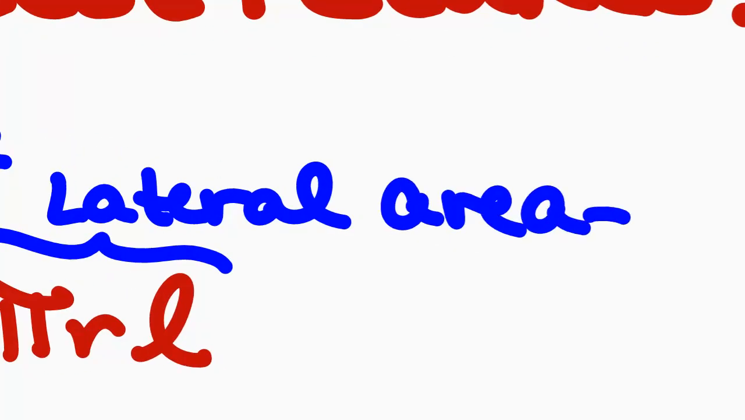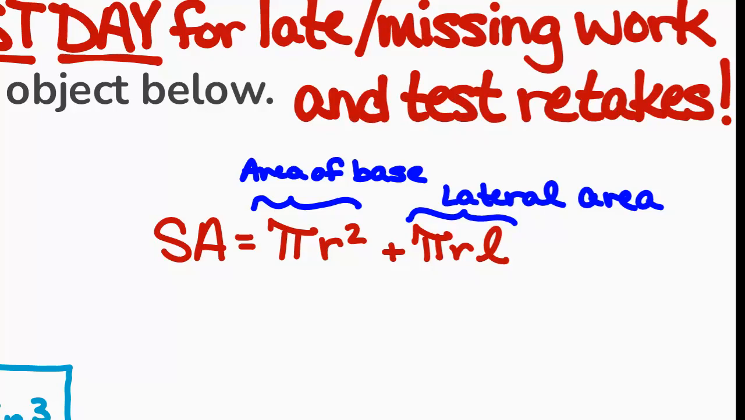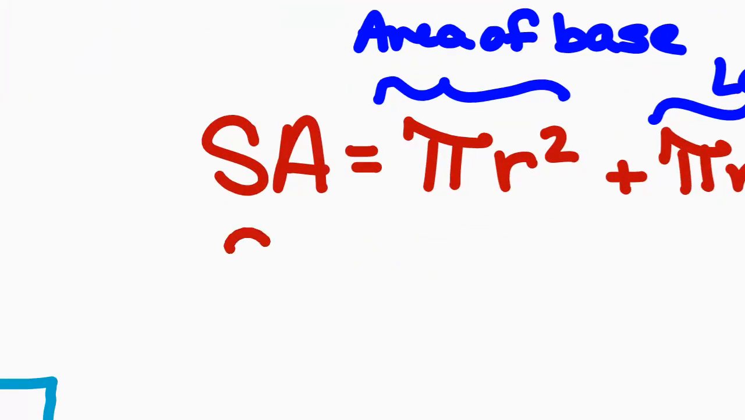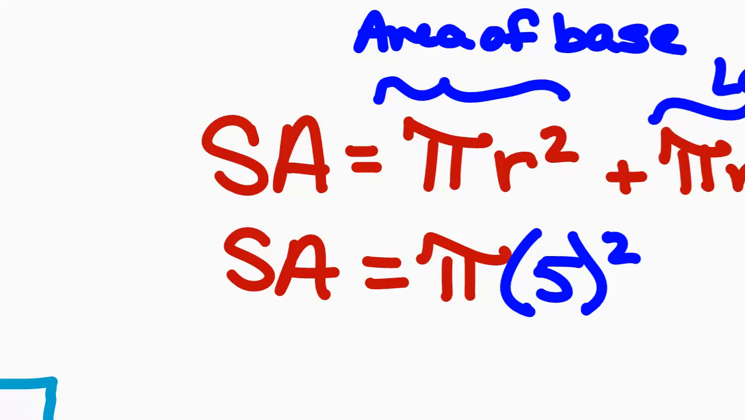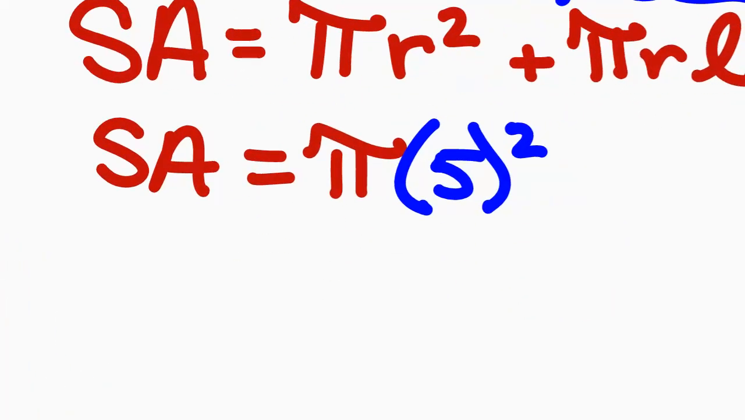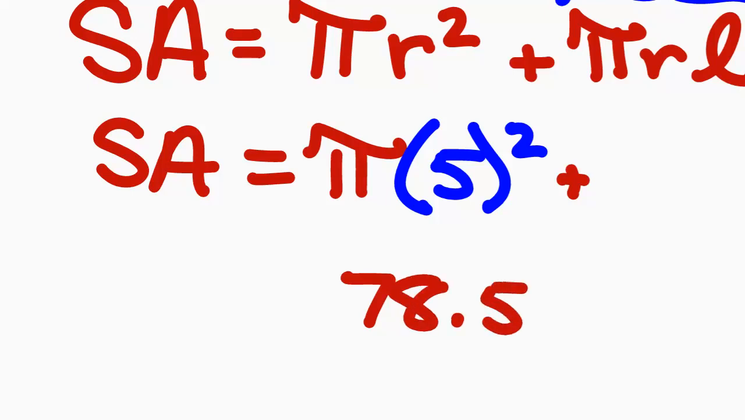Let's find the area of the base first. So pi r squared, we know our radius is 5. So pi times 5 squared would give us what for the area of just that circular base there? 78.5. Let me glance at your calculator real quick. Yep, 78.54. Perfect.